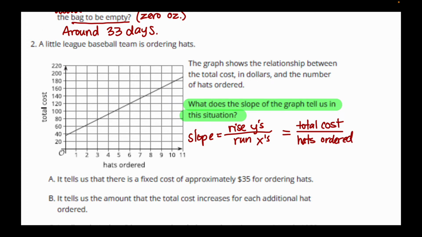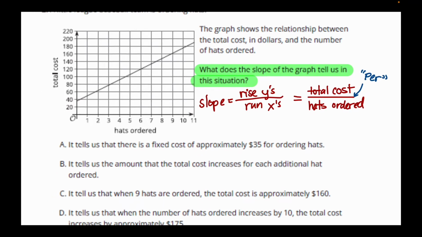And sometimes the way I read this line in between is maybe as "per." So the slope here might represent for us the cost per hat that they order, or per additional hat. So let's actually read our options now and see what we have.